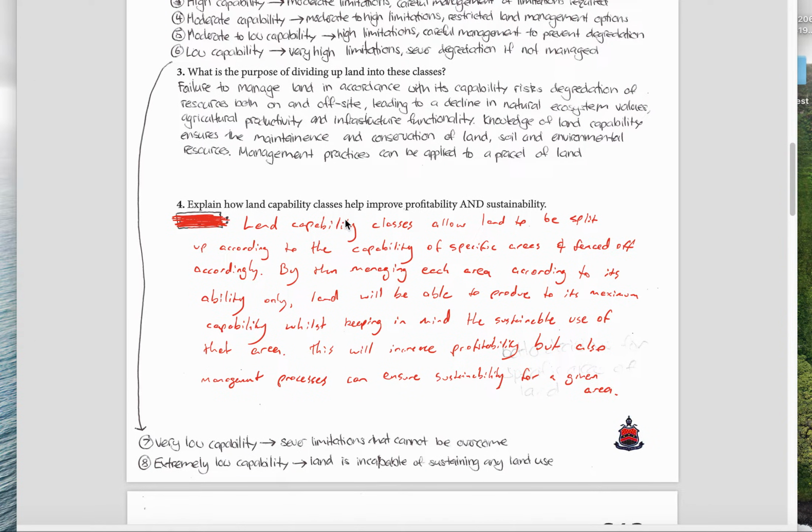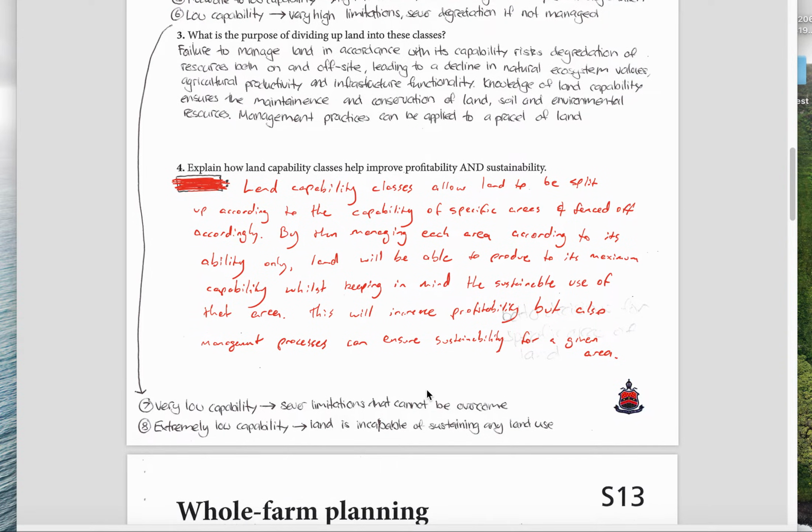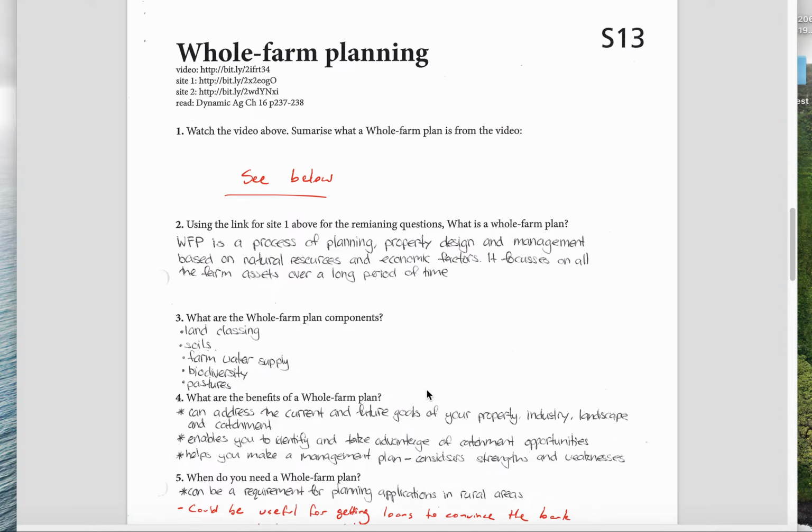The next question, explain how it helps improve profitability and sustainability. Follow on from the last question that I answered. Land capability classes allow land to be split up according to the capability, fenced off accordingly. By managing each area according to its ability only, land will be able to produce at its maximum capability whilst keeping in mind the sustainable use of that area. This will increase profitability, but also management practice can ensure sustainability for a given area. So that is an example of land capability classing.